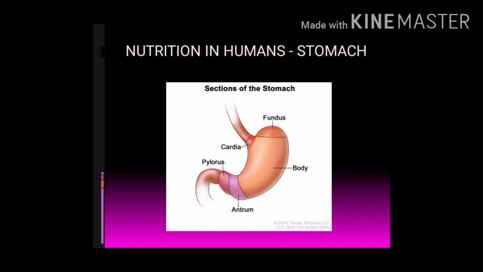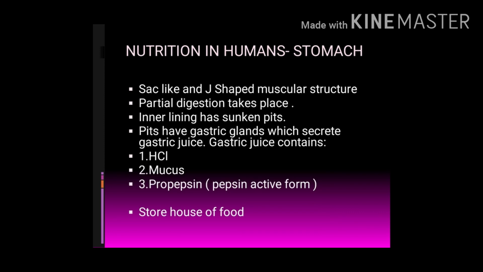to the next part of alimentary canal, the stomach. Now in this diagram you can see the different parts of stomach. The stomach has three main parts. The first part is the cardia, then the fundus and the pylorus. Now stomach is a sac-like J-shaped muscular structure. Partial digestion takes place here.